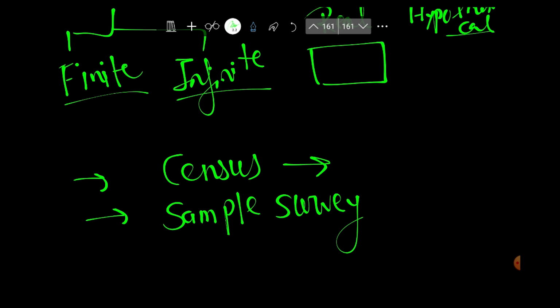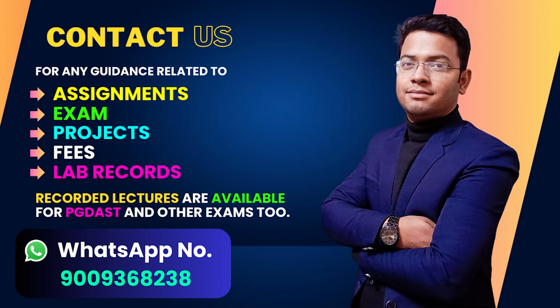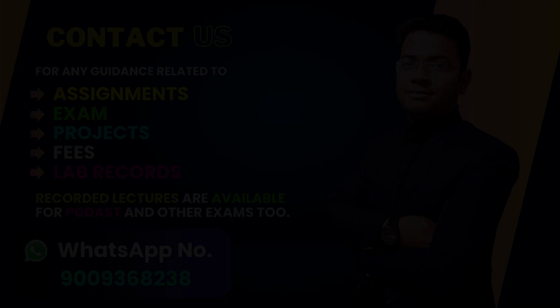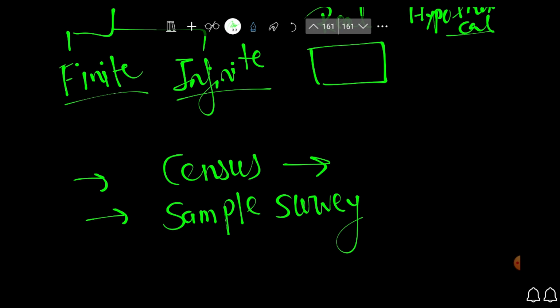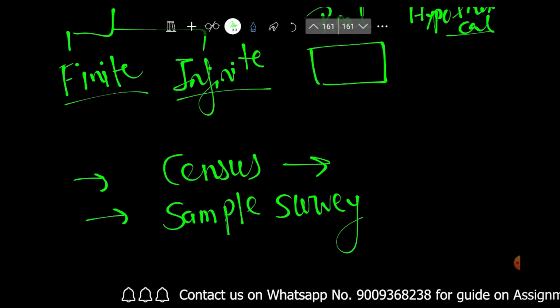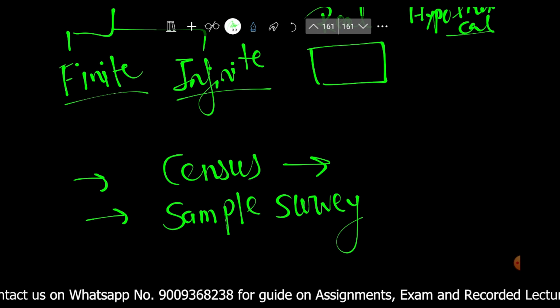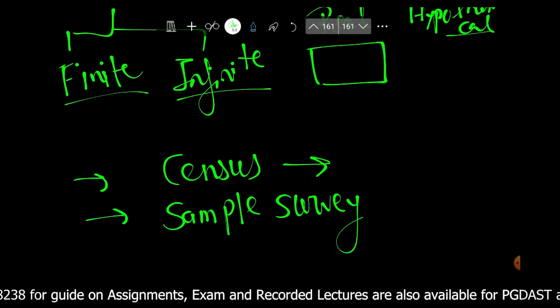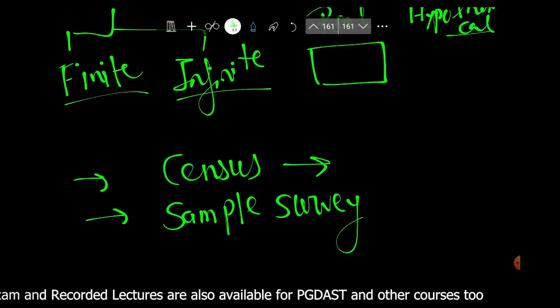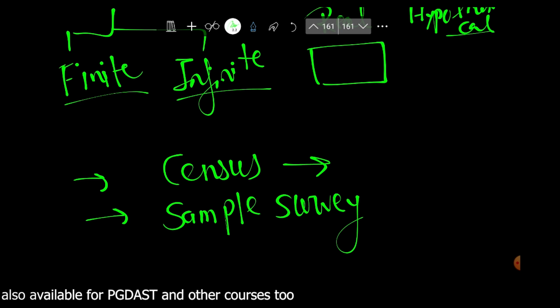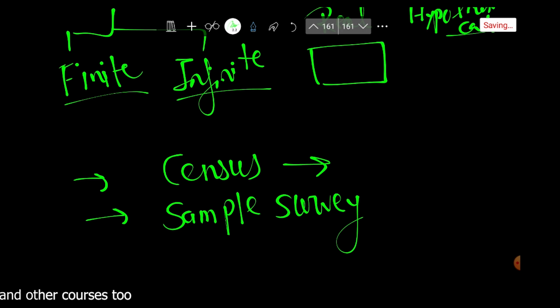Now what are the merits and demerits of census? Some basic merits are here. First, it is useful in heterogeneity. Suppose I have the data of all India, of the whole population, we can divide the whole population into different categories. Suppose I want to know about all the castes, we can separate all the castes according to religion.